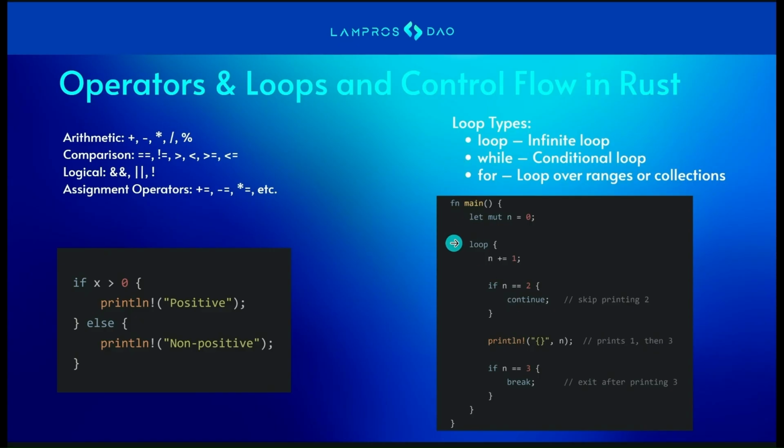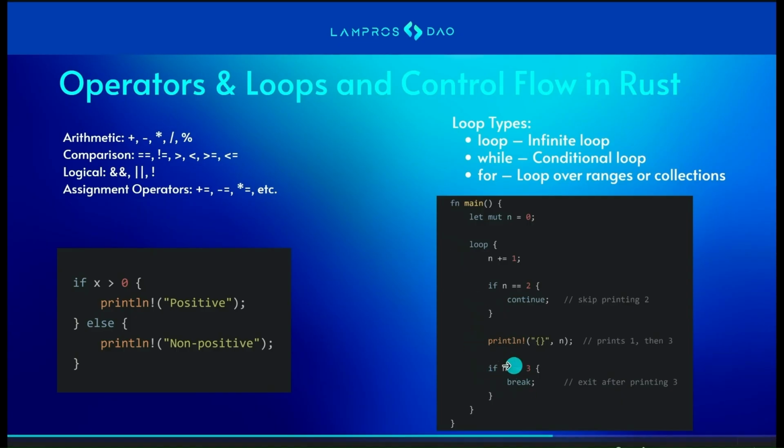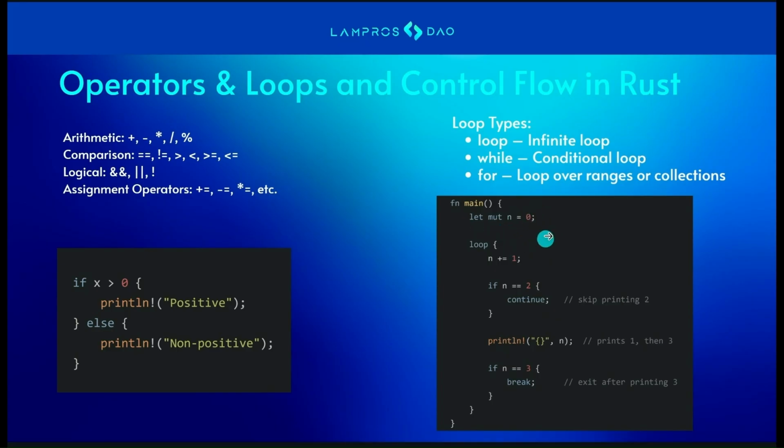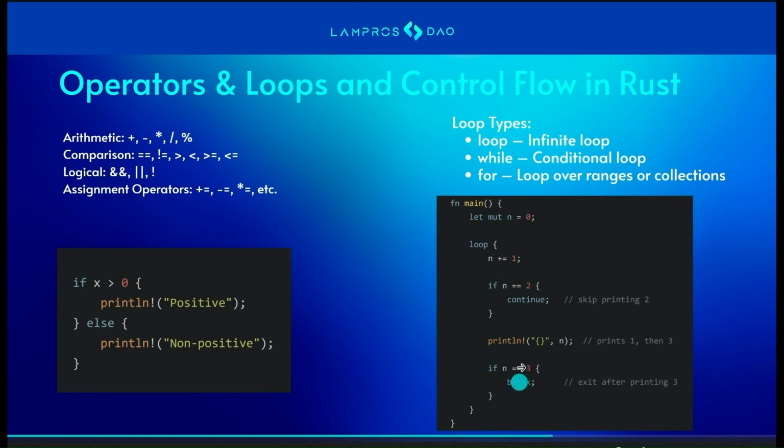So as you can see, if we are using loop, then it is infinite, so we have to break it at some point. Starting from n equal to 0, we have used the mut keyword, meaning n's value 0 can be changed. Inside the loop we are incrementing n at each iteration, and if n reaches 2, then we skip this iteration and do nothing, and once n reaches 3, we break this loop, and then this function will end.